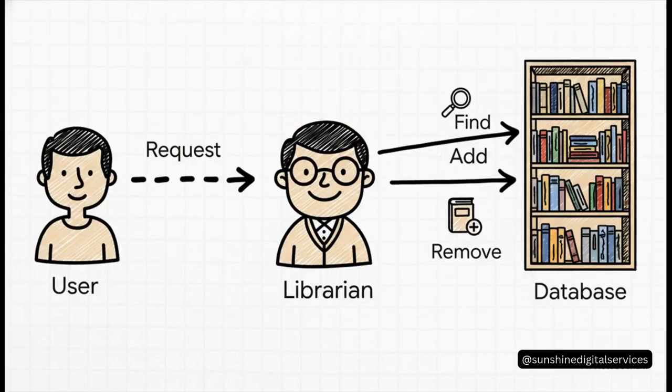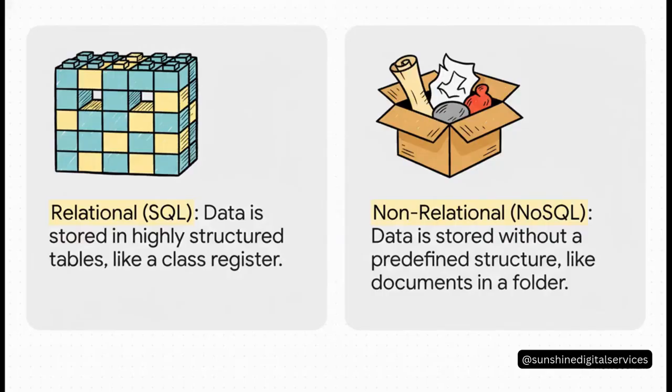And this analogy is pretty much perfect. You make a request, and the DBMS, our super helpful librarian, goes into the stacks to find what you need, add a new book, or take one out. It's that crucial middleman doing all the heavy lifting for us. Now, databases really come in two main flavors. You've got your non-relational types, which are kind of like a flexible folder full of different documents. But for today, we're going to focus on the other kind, relational databases. And these are your super organized spreadsheets. Everything has its place in neat little tables with rows and columns.